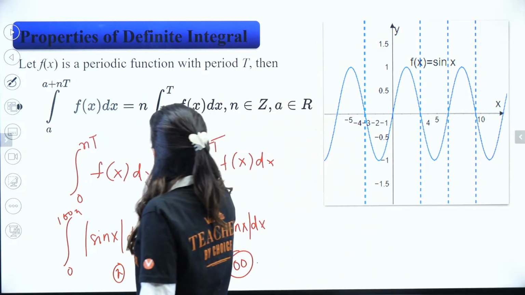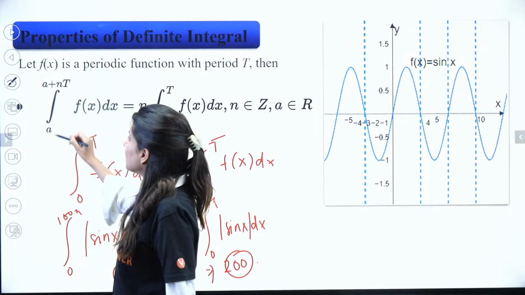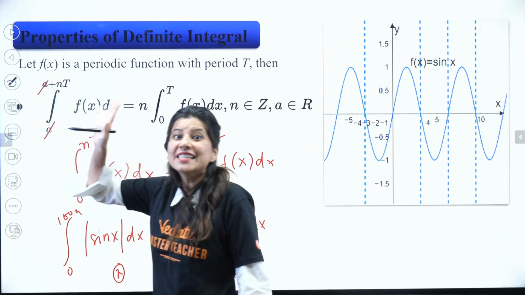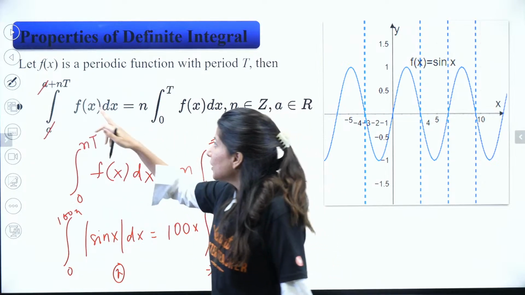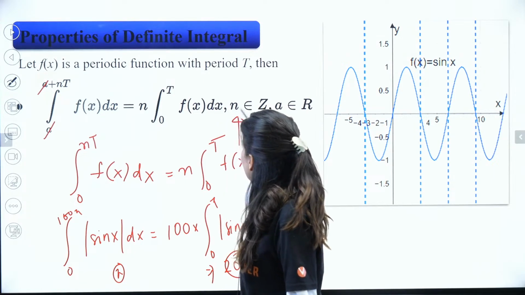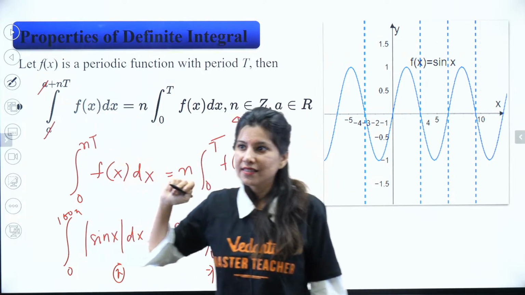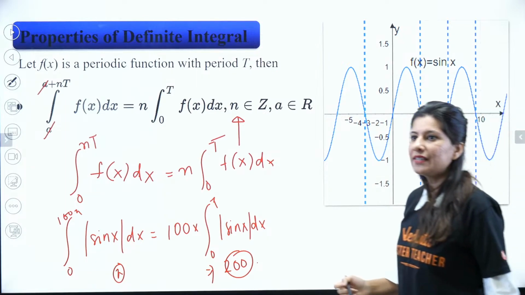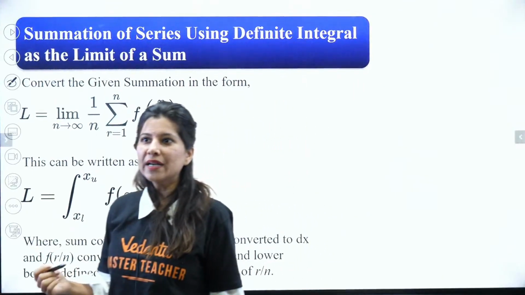All right. Now, starting from A plus NT, A and A will get cancelled out. So it will be 0 to NT only. So it is the same thing. A, you can cancel this out. I hope that this property is clear. If it is not clear, we'll solve the question and then you will be understanding it.